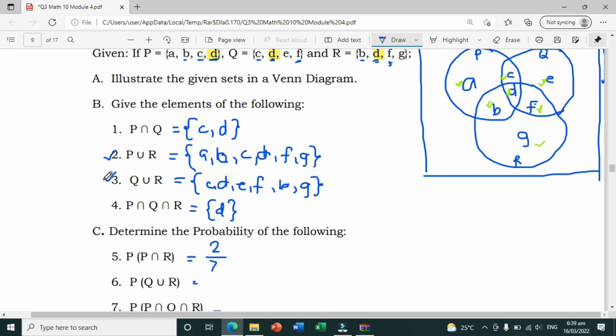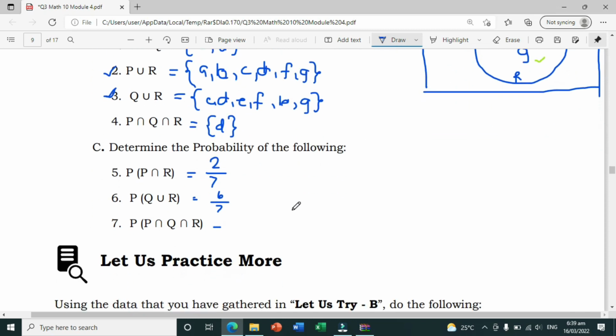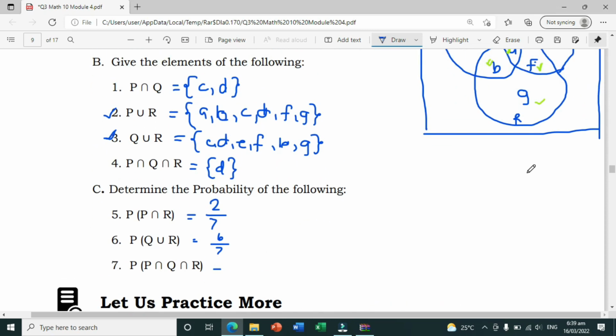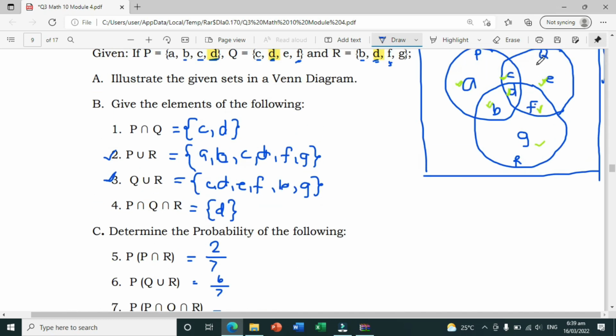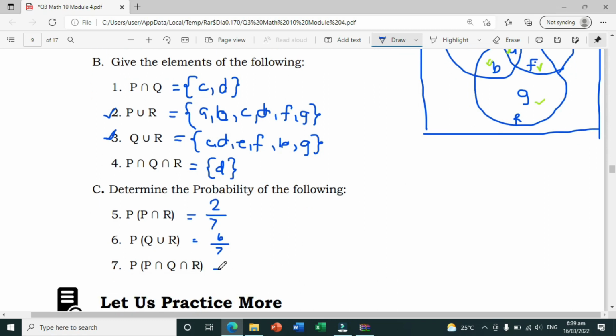Number 6, yung probability ng union of Q and R. So, natapos na rin natin yung pag-list ng Q and R union. So, we have 1, 2, 3, 4, 5, and 6. So, 6 over, again, there are 7 lahat ng mga elements. And lastly, number 7, yung intersection ni P, Q at saka R. So, yung intersection nila nasa D. Yung common ng tatlong sets. So, we have 1 over 7.